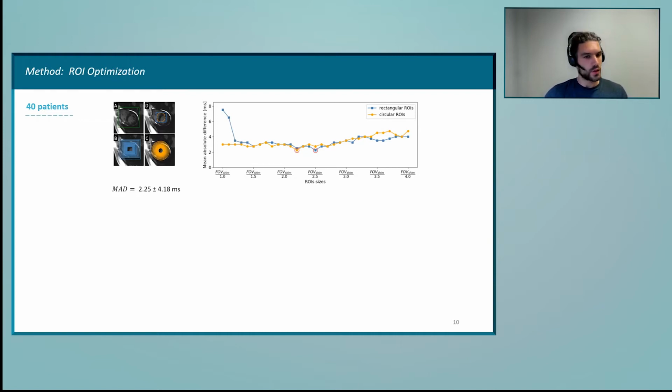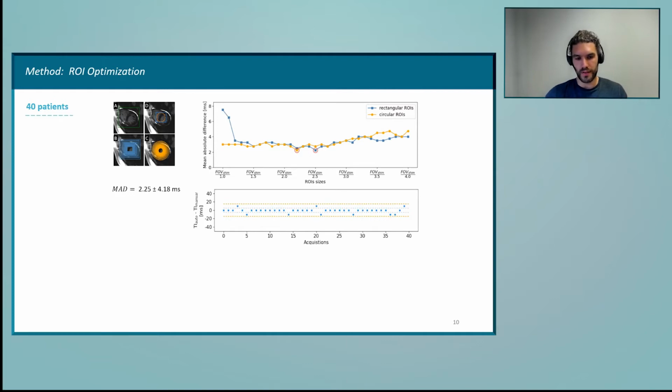So it's not really easily understandable what this 2.25 means. Is it good? Is it not good? Because we are talking about a discrete value with a fixed increment of 10 milliseconds. So another way to represent it is just to look at the difference for all acquisitions. So this is with the best ROI, rectangular one of size shim divided by 2.5, and for the 40 acquisitions. What you can see is when it's 0, it means that the automatic algorithm selected the exact same TI as the manual expert. And when it's plus 10 or minus 10, it selected an image that is either plus 1 or 1 before the image selected by the expert.